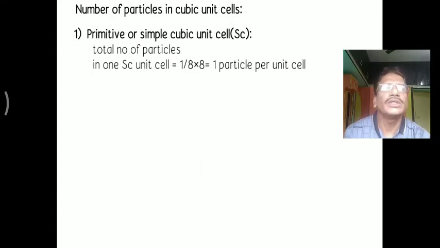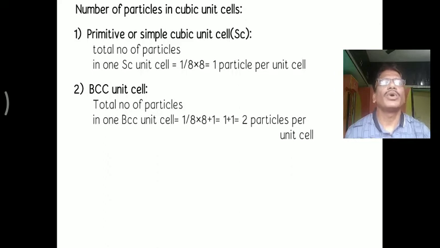So what is the figure 1/8? That is, 1 particle is shared between the 8 neighboring unit cells, and into 8 is nothing but the 8 particles present in 1 unit cell at 8 corners. From that we can say that the simple or primitive cubic unit cell contains a total of 1 particle. Only 1 particle per unit cell is present in a simple or primitive cubic unit cell.